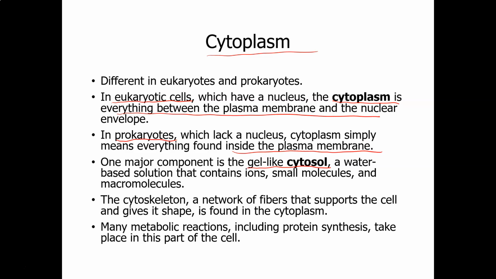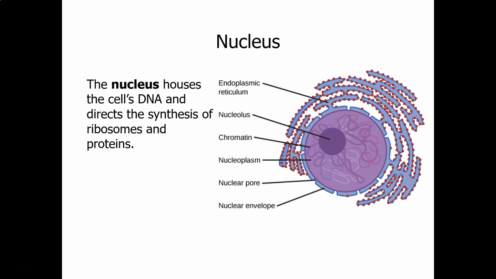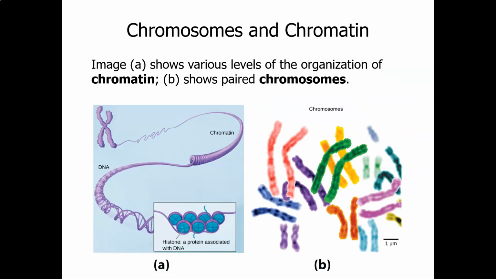The cytoskeleton is the fibers that we talked about, the microtubules, the intermediate fibers, and the microfilaments. And many metabolic reactions, including protein synthesis, take place in the cytoplasm of the cell. The nucleus houses the DNA and directs the synthesis of ribosomes and proteins. The nucleus contains the nucleolus, which produces ribosomes, and then ribosomes produce proteins.